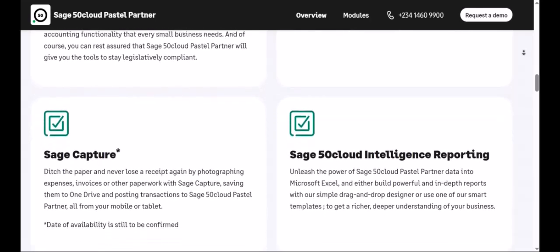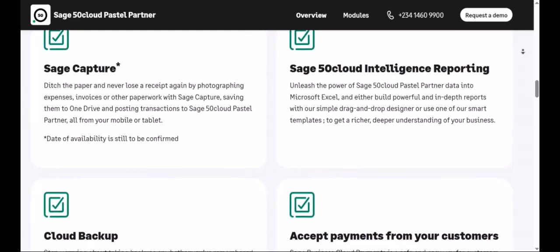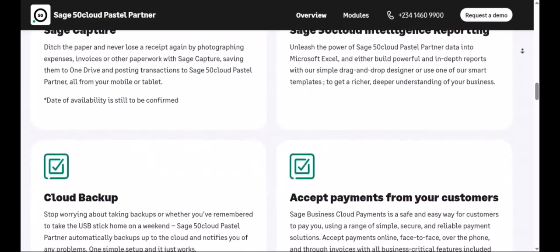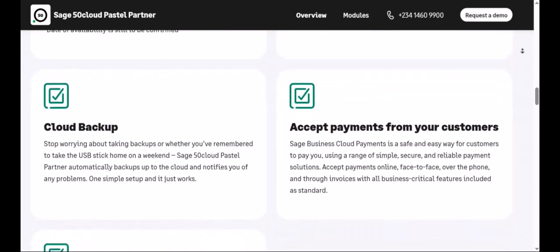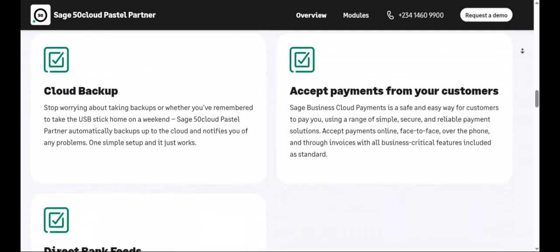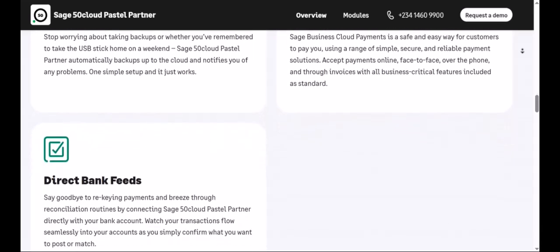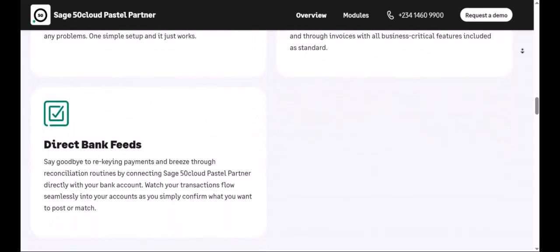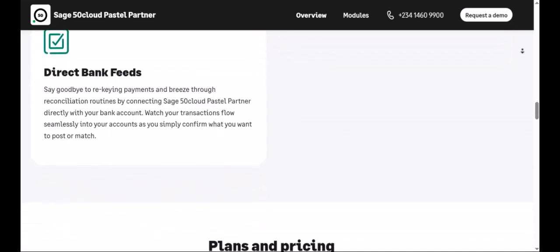While Sage Intacct is a cloud-native platform, meaning you won't need to invest in extensive on-premises hardware, there are still essential requirements spanning technical infrastructure, data considerations, and the internal capabilities of your organization. Let's break down these key areas to provide a clear picture of what's needed to bring Sage Intacct on board. Technical requirements, your digital foundation.